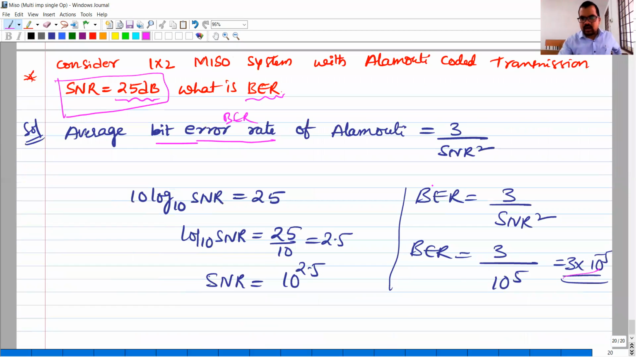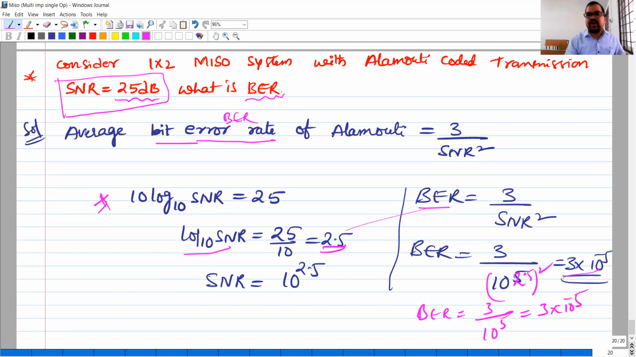Now I want to convert the signal to noise ratio from dB to a normal value. That is done using this equation: 10 log base 10 SNR is equal to 25. Log SNR base 10 is equal to 25 by 10, which becomes 2.5. So SNR is equal to 10 power 2.5. Now the bit error rate BER is equal to 3 by SNR square, which is 3 by (10 power 2.5) whole square. So BER is equal to 3 by 10 power 5, which is equal to 3 into 10 power minus 5.